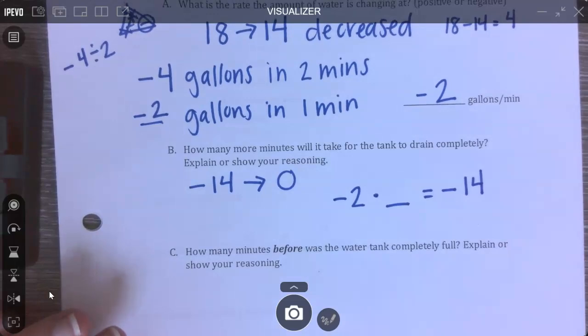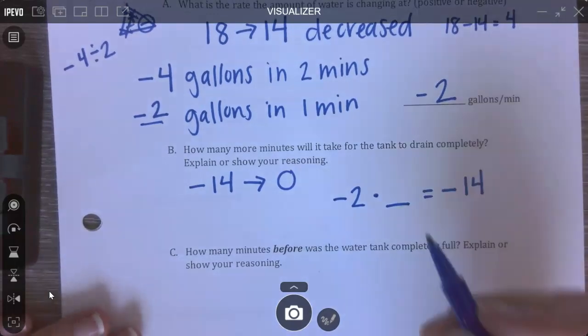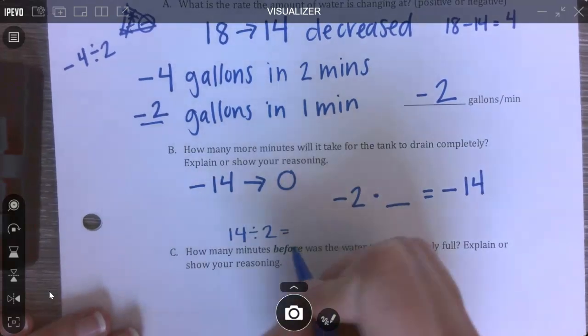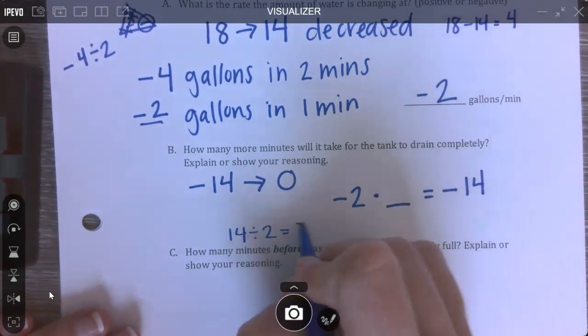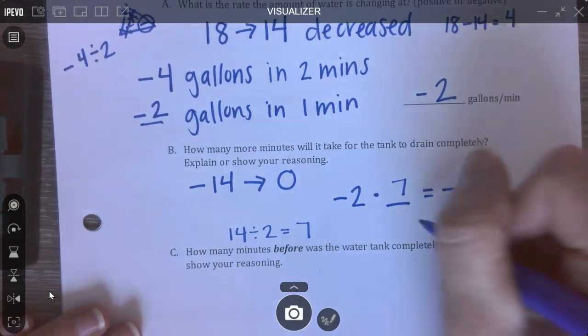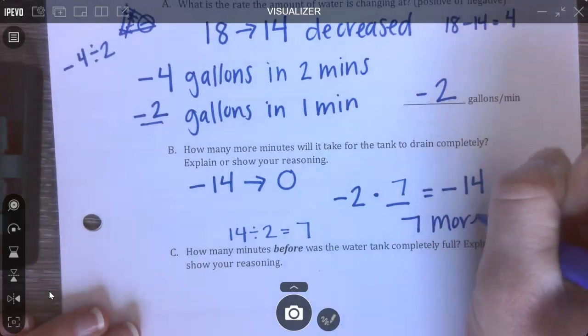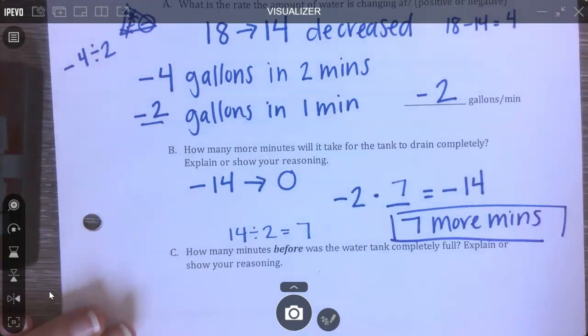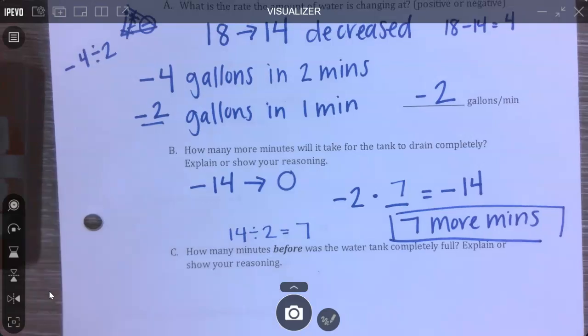Okay, all right, well, how many minutes have to go by? You just need to think about, well, what's 14 divided by 2, or how many 2's go into 14? 7. So that means it will take us 7 more minutes to drain those last 14 gallons.